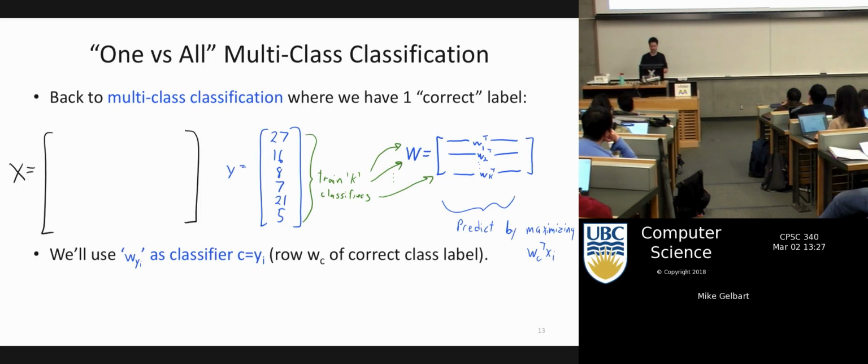Okay, so in terms of notation, we'll sometimes write W sub y sub i. That means for the ith training example, the true class is y_i, and then that W is the weight vector corresponding to the true class for that training example. That's what W sub y_i means.